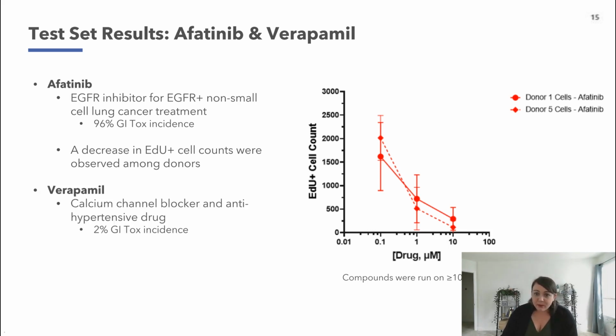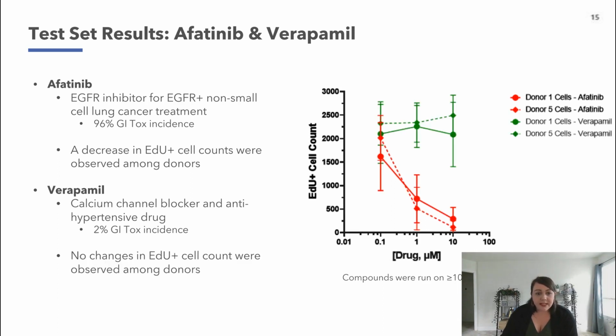Now, verapamil, we've talked a lot about compounds that decrease and are toxic to our monolayers. However, verapamil is one on the list that should be non-toxic. And so here, verapamil is a calcium channel blocker, an antihypertensive drug with a very low GI tox incidence. And when we overlap this data, we see that there is no change in the proliferative cell count among both of these donors. So again, this was done on more than 10 plates per donor. And I think that this really highlights that these two compounds are nice positive and negative controls for our study.